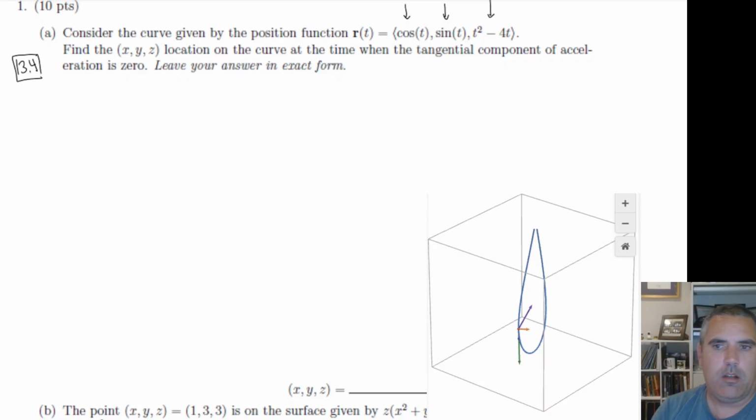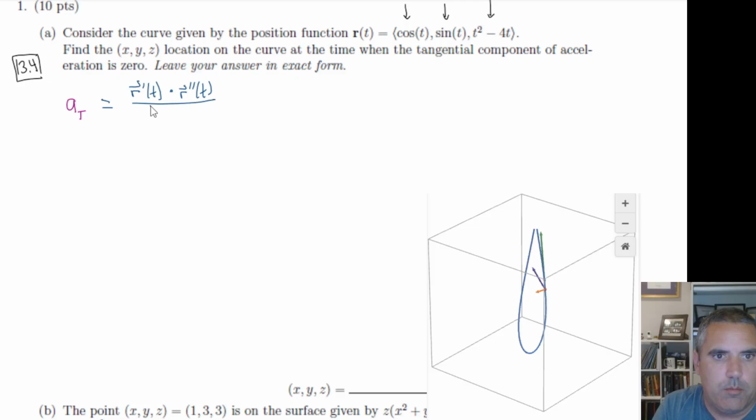But we learned a way to separate these pieces. So we learned that the tangential component of acceleration, basically the amount of the acceleration that's in the direction we're going, we can compute, and it's given by this formula, r prime of t dotted with r double prime of t all over the magnitude of r prime of t. And we also had the normal component, which we can compute this way.